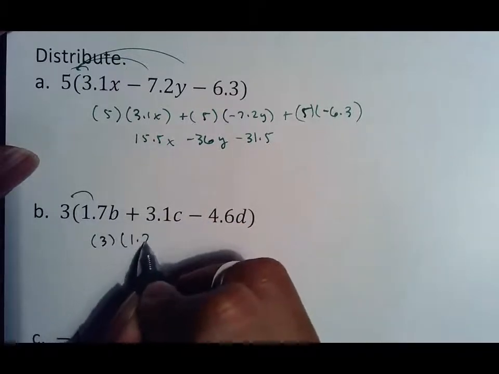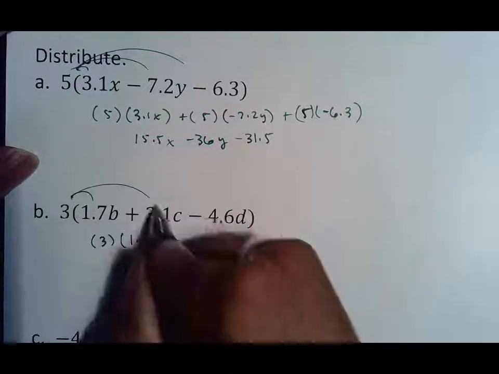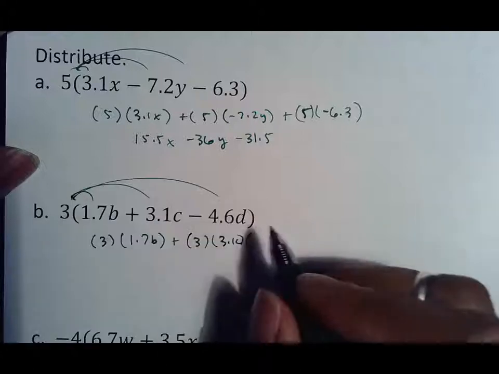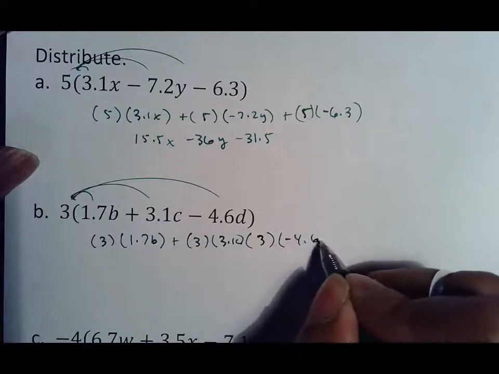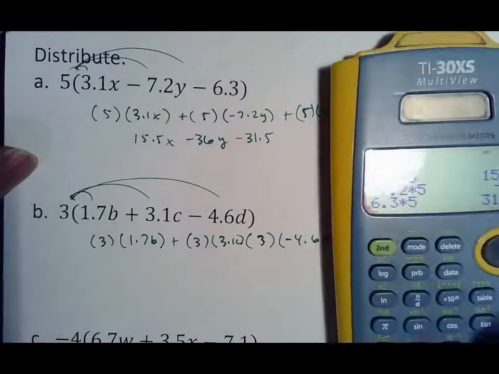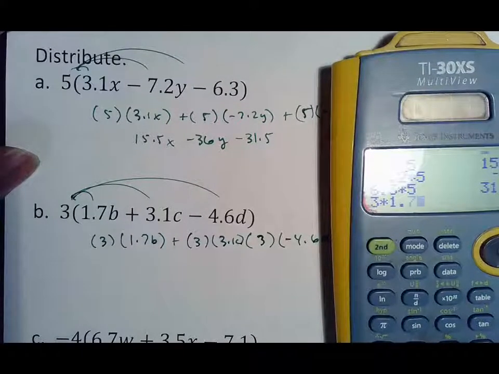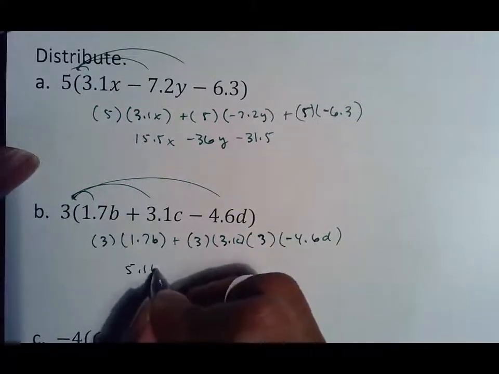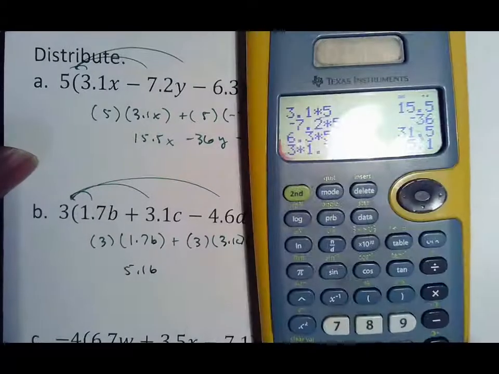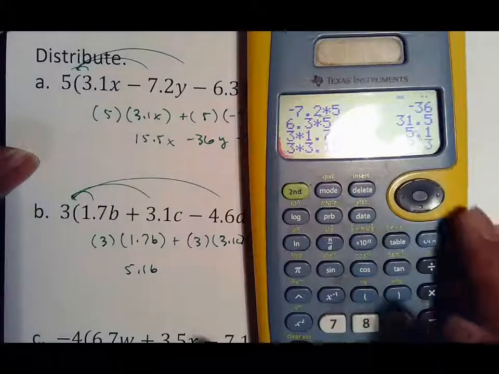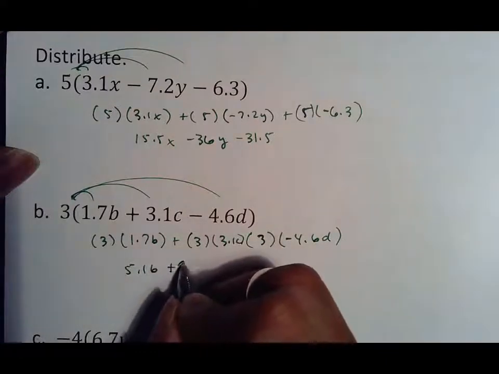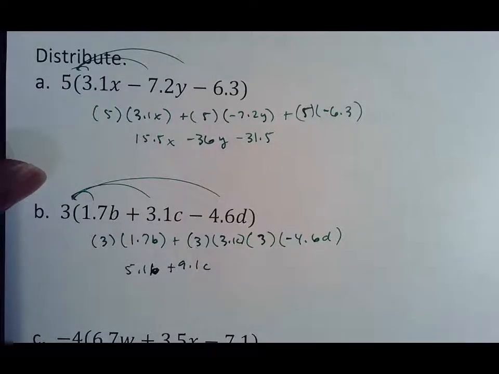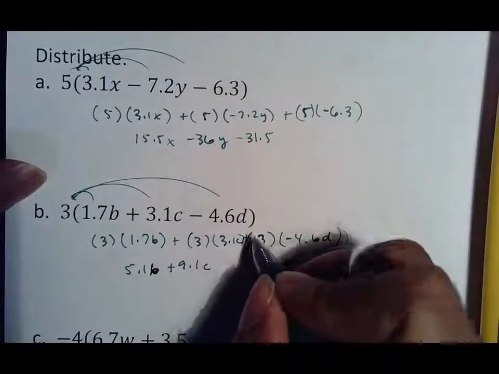Here, 3 meets 1.7b and 3 meets 3.1c and 3 meets negative 4.6d. So again, the only thing you've got to do is 3 times 1.7, which is 5.1, attach the b to it. 3 times 3.1, which I believe is 9.3. There you go. So plus 9.3c. Again, make sure that b looks like a b, not a 6. And then negative, and that should have been a plus there.